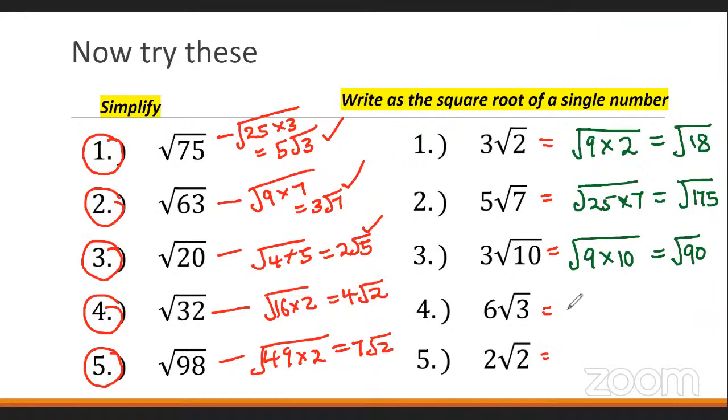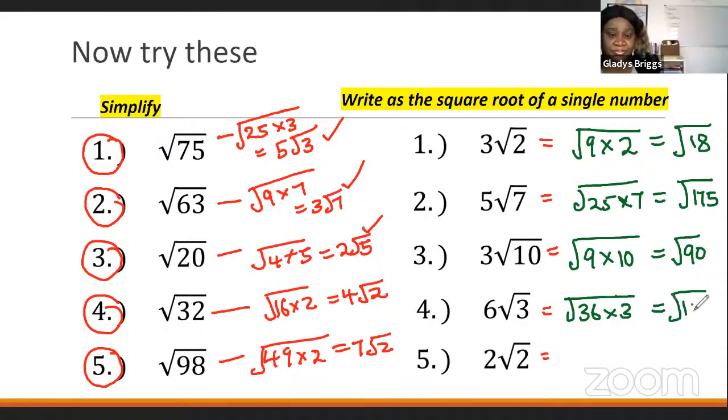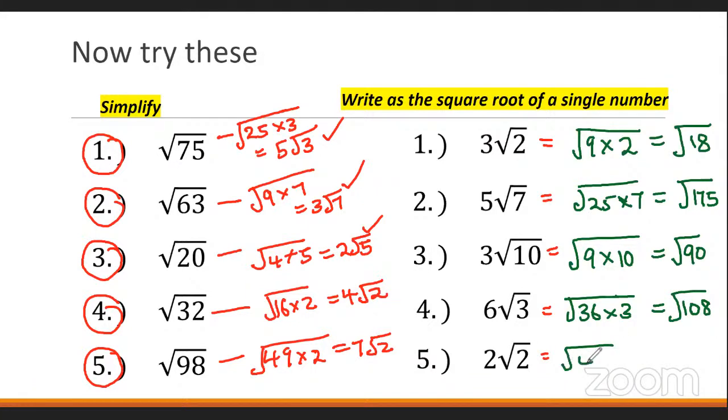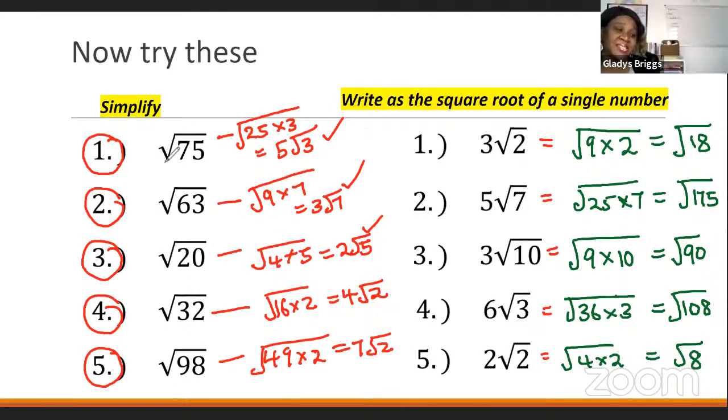And number 4. 36 times 3, which is equal to 108. Well done. And the last one, the easiest one. 4 times 2 equal 8, square root of 8. Well done. Excellent.